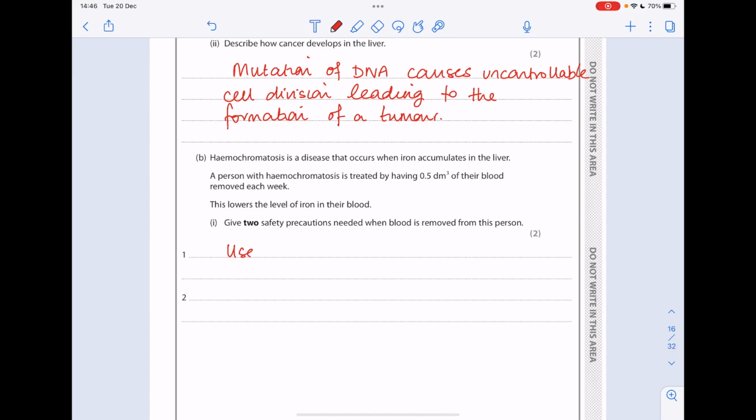First of all, use a sterile needle. You might want to clean the area. You definitely want to wear gloves.